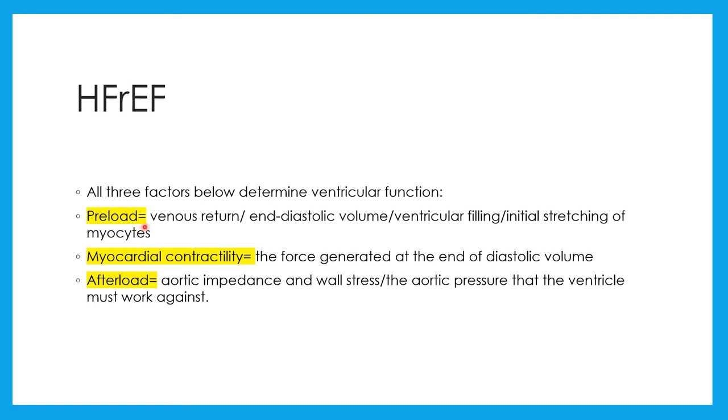Number one, the preload. From the name, pre, okay? The veins will return the content to the ventricle through the atrium. Then the end diastolic volume, how much volume do we have after the diastole? Then how about the ventricular filling? How about the initial stretching of the myocytes? All these would constitute preload. So when there's a problem here, there would be a problem with, you know, ejection fraction, okay?